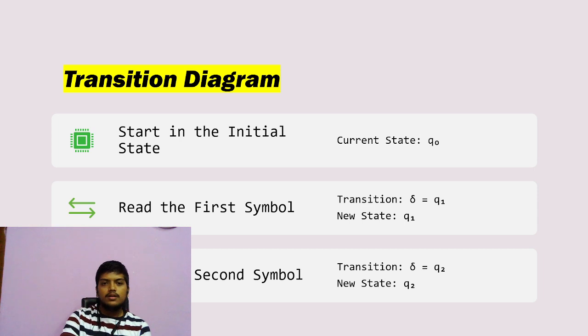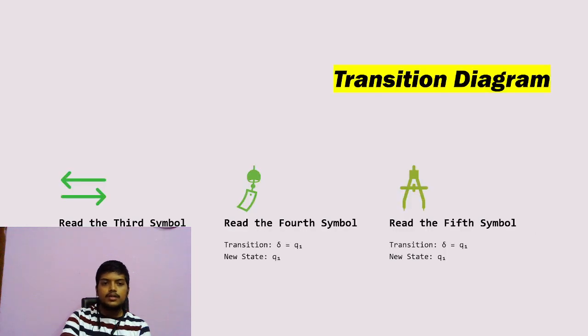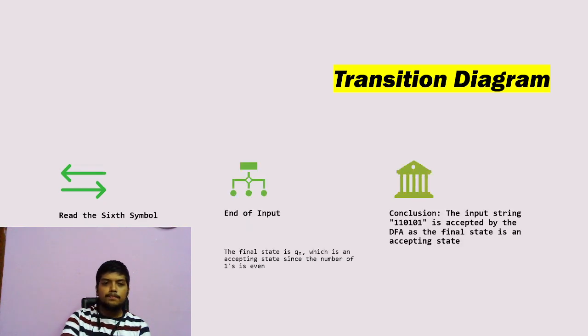It starts with the current state equal to Q0. Read the first symbol: delta gives Q1, so the new state is Q1. Read the second symbol: delta gives Q2, new state Q2. Read the third symbol: transition delta gives Q2, new state Q2. Transition delta gives Q1, new state Q1. Read the fourth and fifth symbols: delta gives Q1, new state Q1. Read the sixth symbol: transition delta gives Q2, new state Q2.